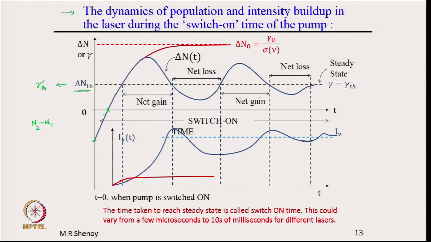This axis can be delta n or gamma. It is easier to understand in terms of delta n, that is why I have written delta n, but it is also nothing but the gain coefficient. Gain coefficient starting from a negative value reaches 0, it reaches the threshold value, but because the pump is on, the delta n keeps on increasing.